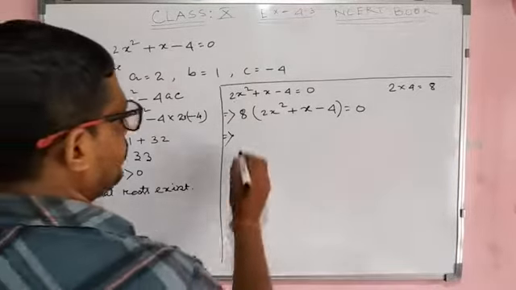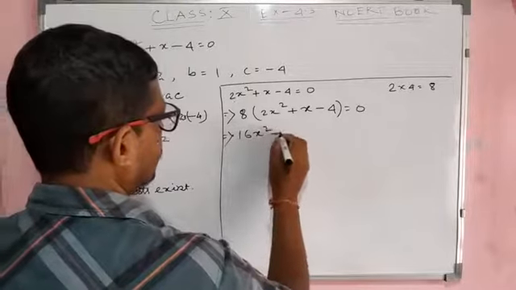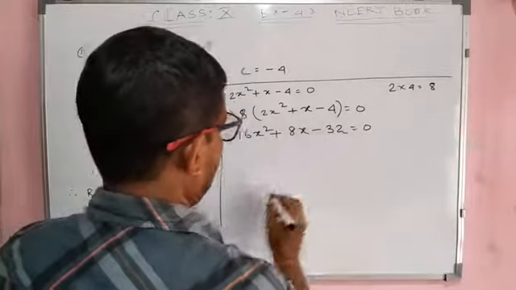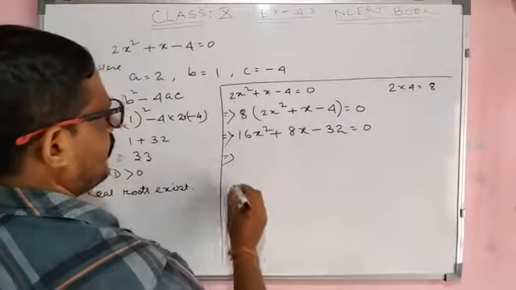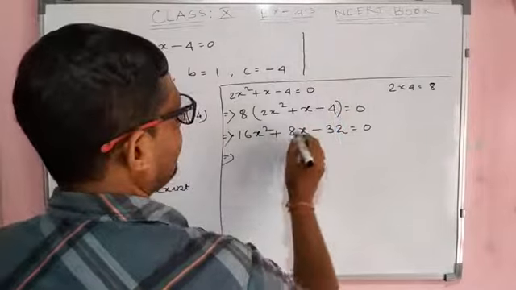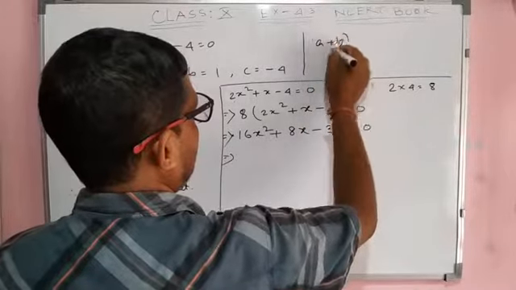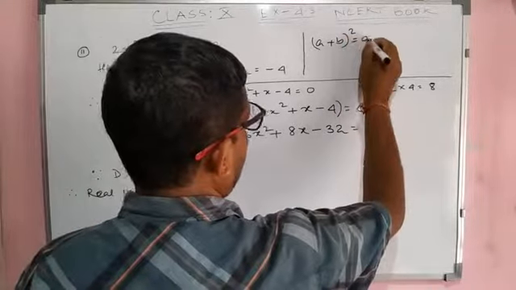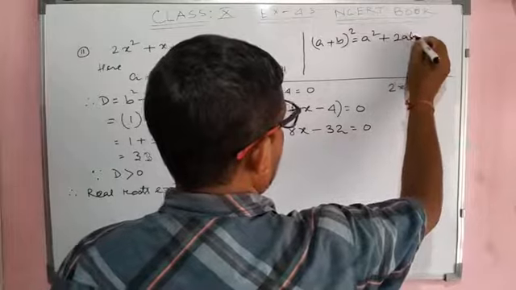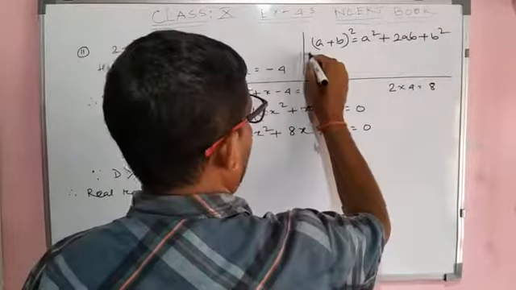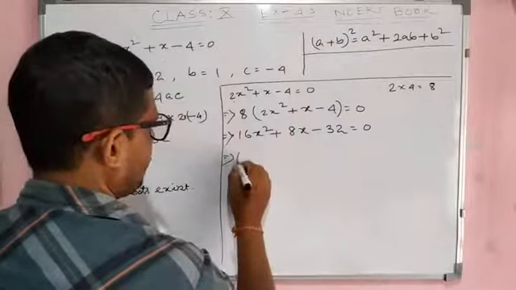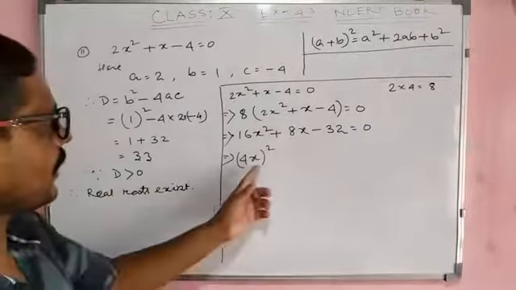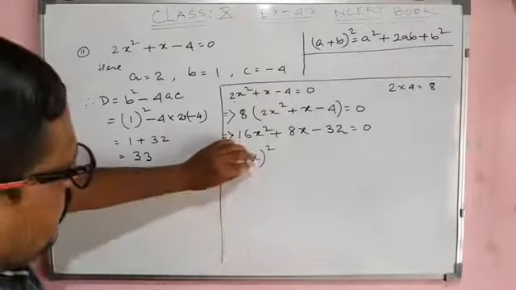This implies that 16x square plus 8x minus 32 equal to 0. Now definitely you get which formula here? The a plus b whole square formula. Because this is plus and x also is plus, a plus b whole square equals a square plus twice ab plus b square. We will apply this formula now. Let us make this a whole square, then it will be 4x whole square, so a means 4x.